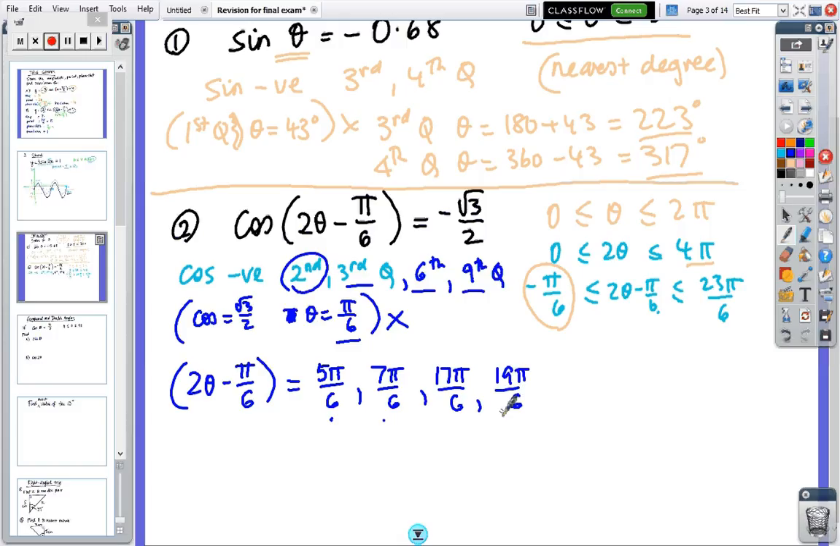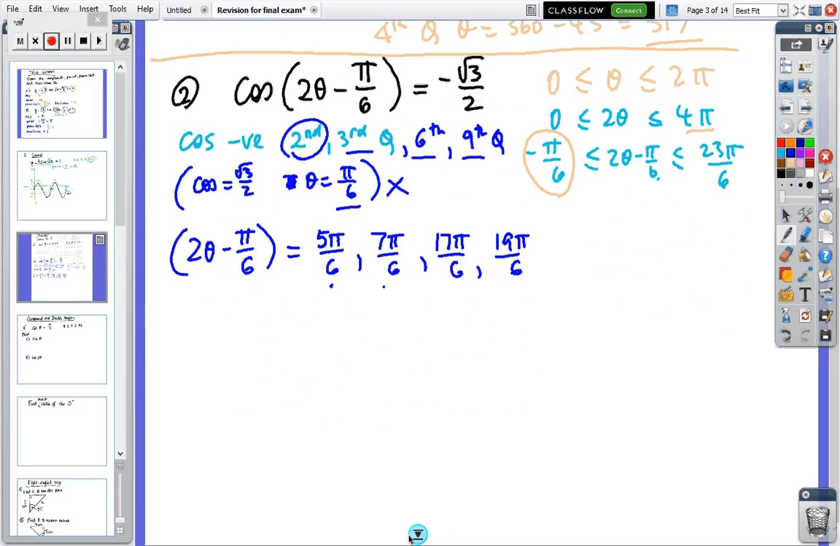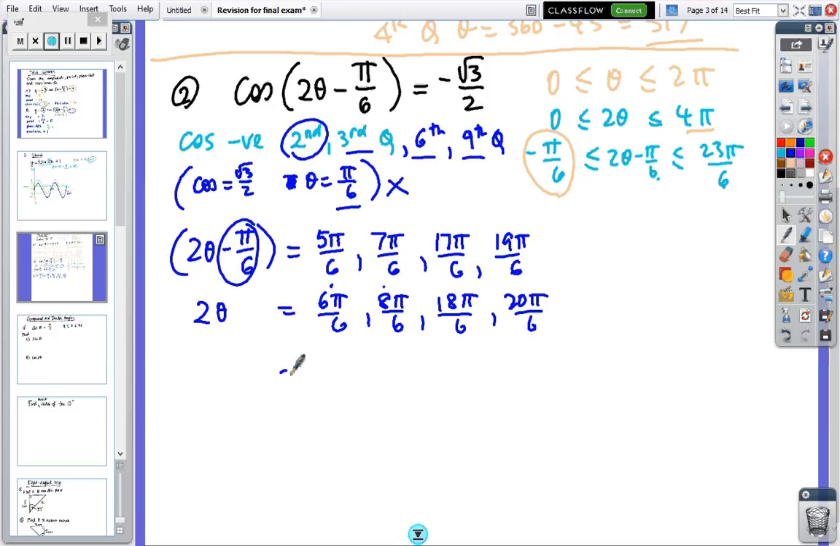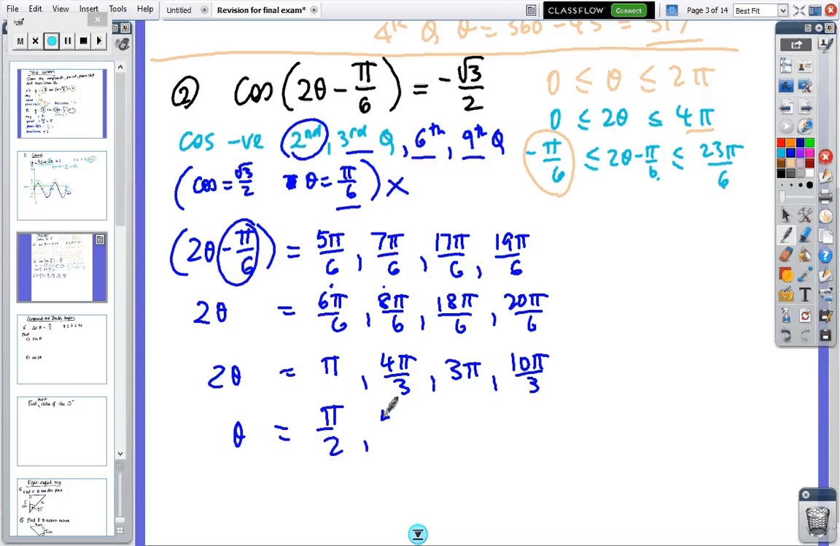Okay, so they're my answers for the bracket. And then, for 2 theta, I'm going to add pi on 6. So that gives me 6 pi on 6, 8 pi on 6, 18 pi on 6, 20 pi on 6, which I'll cancel down before I move any further. And 10 pi on 3. Okay, so that's what 2 theta equals, and then just divide through by 2. That's 2 pi on 3, 3 pi on 2, and 5 pi on 3. So that's as hard as you're going to have to do, that sort of question.